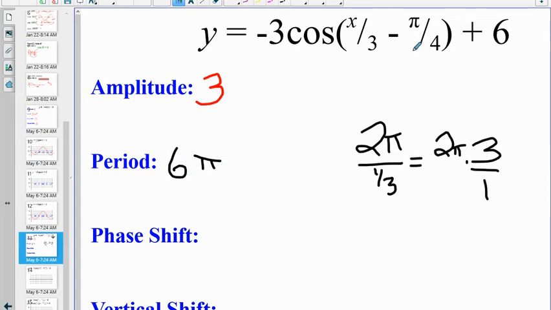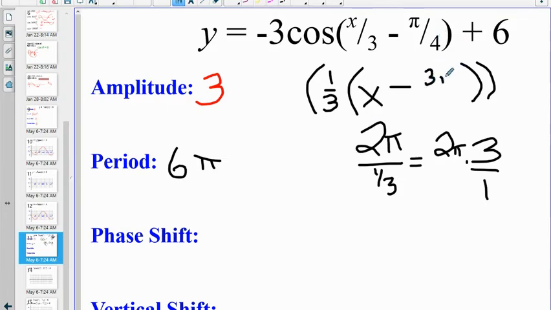To see my phase shift, please, please, please don't be that student who writes down pi over 4. We need to get this in factored form in order to see what the phase shift is. So I'm going to factor out the 1/3 from the stuff that I've got inside these parentheses. It's still -3 times cosine of some stuff plus 6. But then this part of it in factored form, if I take out the 1/3, the question is either 1/3 times what gives us x over 4, or what is x over 4 divided by 1/3. Either way, we're going to end up with an answer of 3 pi over 4.